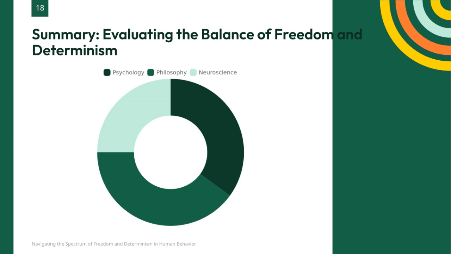This distribution shows that while philosophy sets the stage, the empirical insights from psychology and neuroscience are essential to fully grasp the balance between freedom and determinism.